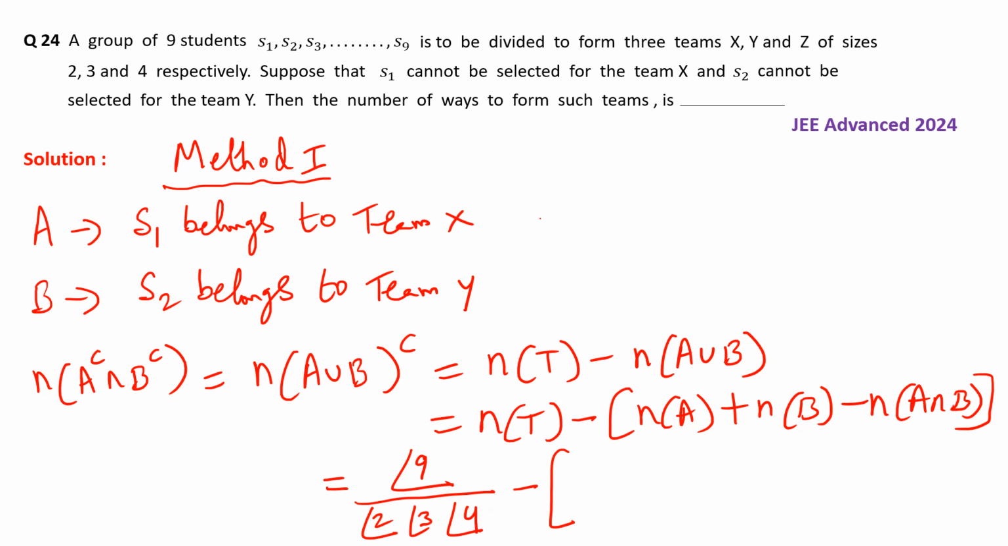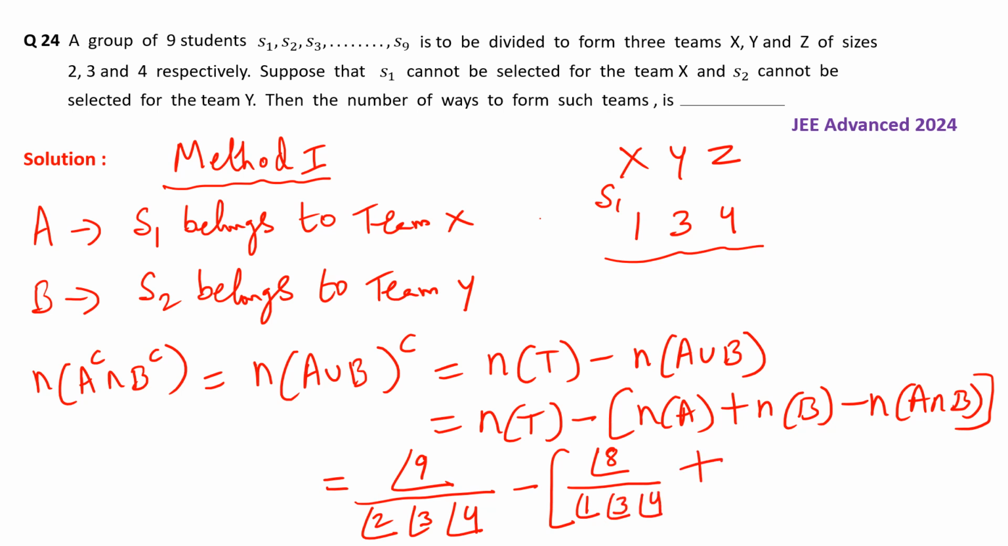Now to find NA, the situation is like that. S1 is already present in the team X. So that means now X team requires 1 more student, Y requires 3 students and Z requires 4 students. So that means now we have to divide 8 remaining students into 3 groups, right? Where the first group has 1 student, Y has 3 students and the third group has 4 students. We have to distribute 8 students in this manner. So this can be done in factorial 8 upon factorial 1, factorial 3, factorial 4.